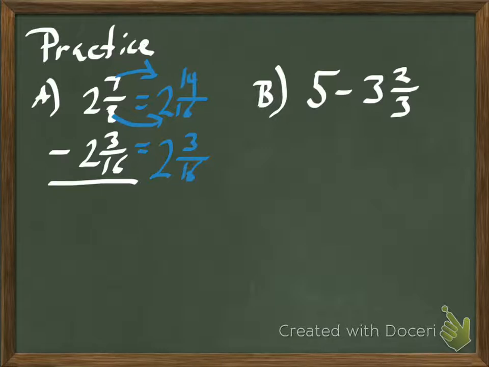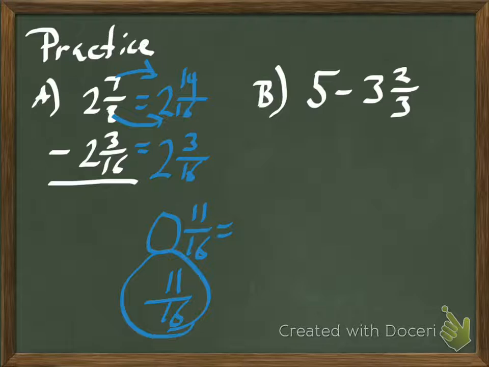All right, so 2 minus 2 is 0. And 14 minus 3 is 11/16. Now, I don't want to write it like that. That looks dumb. So let's fix this. This is 11 over 16, and we'll go ahead and circle it. That is the answer. And we don't even have to reduce that one. So that was actually nice. Sometimes I might have to reduce this part down here at the end, just like I had to when I was adding.